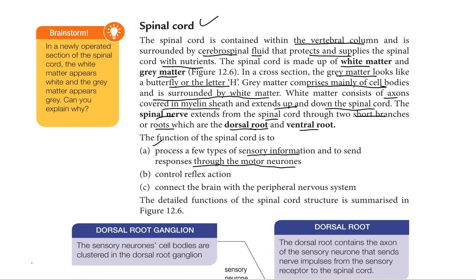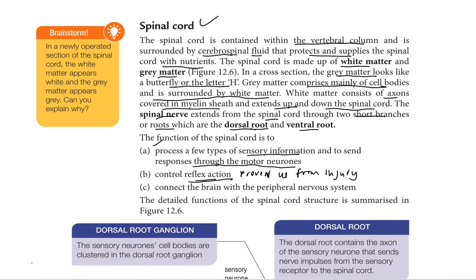The second function is to control the reflex action. You still remember what is the reflex action? Reflex action is the fast response, especially to prevent us from injury. For example, when you touch a hot object, you will quickly withdraw your hand, because this is the function of the spinal cord. It will control the reflex action.